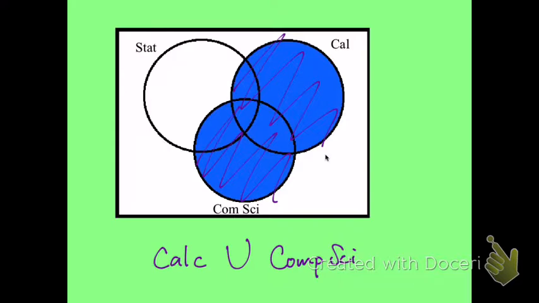Right, because if I needed to include stats complement, that would mean that this area would not be shaded at all. This would have to be completely white. But since it is shaded, we don't have to include the stats complement, because some people are taking stats. We just know that all of calc is shaded and all of comp sci is shaded. So we just say calc or comp sci.